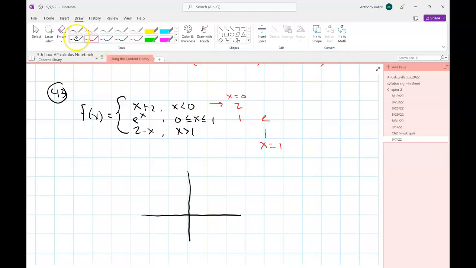So let's see. Do this. 1, 2, 1, 2, and then 1, 2, 1, 2. That's enough. All right. So I have here, let's see, negative 2, 0, and then 0, 2. So that's the left, or the first piece of my interval. Then I have 0, 1, and then e, which is like 2.7-ish.